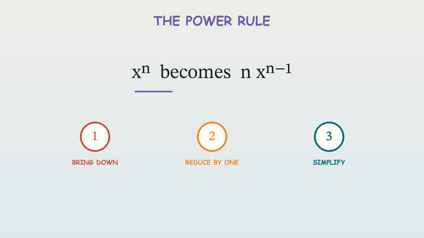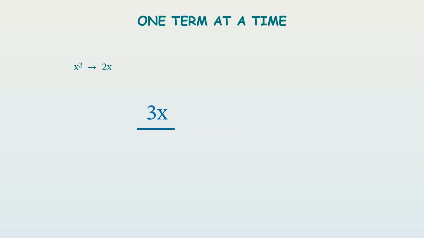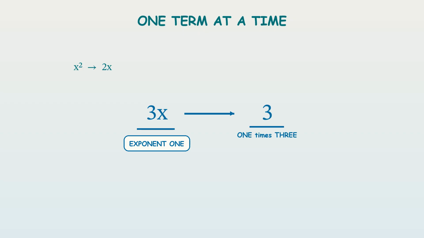For x squared, the exponent is 2. Bring the 2 down in front, then reduce the exponent from 2 to 1. So the derivative of x squared is 2x. Next, look at 3x. You can think of x as x to the power of 1. Bring the 1 down in front. 1 times 3 is 3. Then reduce the exponent from 1 to 0. Anything to the power of 0 becomes 1. So the derivative of 3x is simply 3.